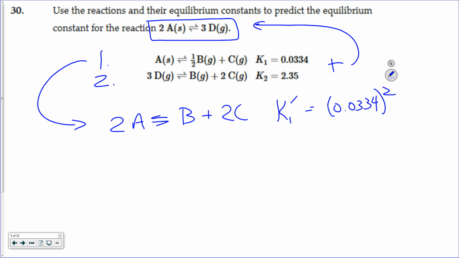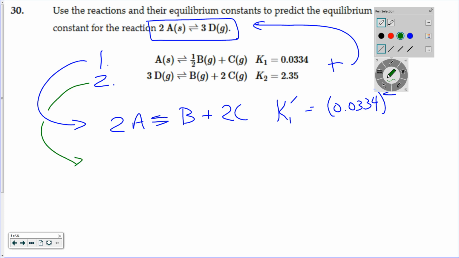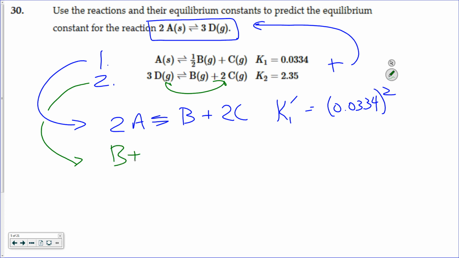All right, and then if I look at reaction number 2, how's reaction number 2 related to the one I want to solve for? It's got D in it, but it's on the wrong side. So that tells me for reaction number 2, I'm going to need to at least spin it around. I've got to take this and turn it around. So I'm going to rewrite it as B plus 2C yields 3D. So the K prime 2 is just the inverse of whatever K2 was. So 2.35. Whenever you spin it around, flip sides, you invert the value of K.